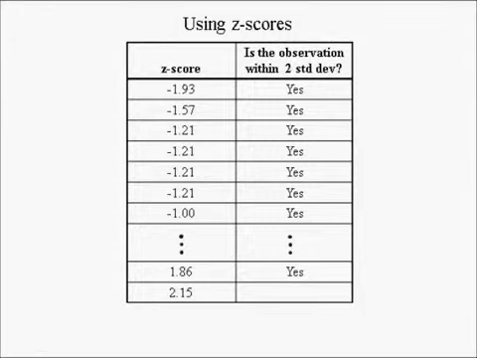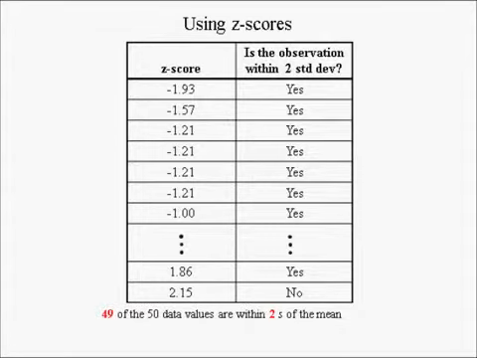The 49th observation is within 2 standard deviations from the mean because its z-score is 1.86, which is less than 2. Everything between it and the 7th is within 2 standard deviations as well because the data are in ascending order. The 50th observation is not within 2 standard deviations of the mean because its z-score is 2.15, which is greater than 2. Because the observations were in ascending order, all but the final observation, whose z-score is 2.15, are within 2 standard deviations of the mean. Hence, 49 of the 50 observations are within 2 standard deviations of the mean, which is 98%.